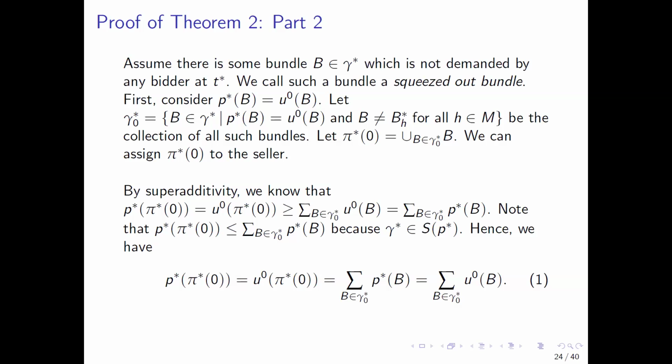Now, such bundles must be disjoint, right? Because they are in the supply set of the seller, so they must be disjoint. Okay, now we consider the union of all such squeezed bundles. Now we claim that we can assign this bundle to the seller. First, this is obviously true because if it's above the reserve price, then there's another case to consider.